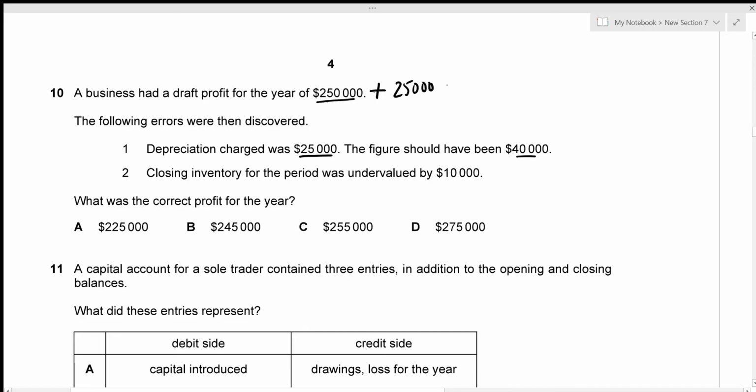So depreciation is deducted, so that's going to be minus 40,000. And then for the closing inventory, the value was undervalued. So I need to add this value of 10,000 to the closing inventory. And we know that in order to figure out the draft profit, the closing inventory is always added, which means that this value of 10,000 needs to be added as well. So this gives us the total correct profit of 245,000, which is given in option B.